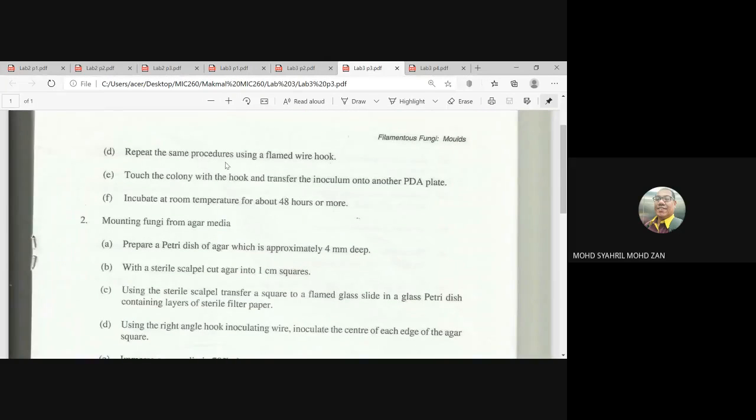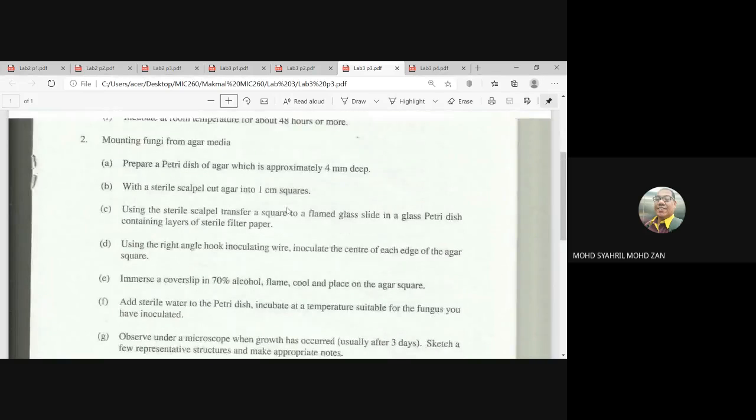Right, so repeat the same procedure using the flame wire hook. Okay, so if we use a flame wire hook, touch the colony with the hook and transfer the inoculum onto another PDA plate. Okay, number one, you use a cork borer. Number two, you use the flame wire. And then, of course, we have to incubate for 48 hours, which means 2 days or more.